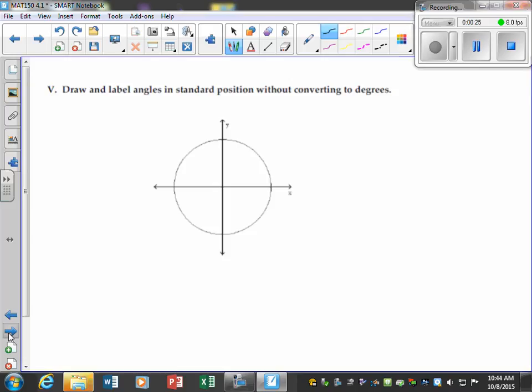Alright, so what we're going to do is practice labeling angles in standard position without converting to degrees. We always have that tool to convert back and forth to degrees, but for the sake of the next lesson teaching you the unit circle, I'm going to ask you to not necessarily convert to degrees, although we know that's probably the easier way and the way you'll default to eventually.